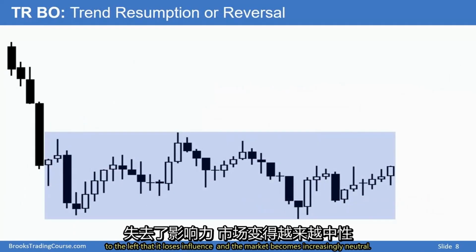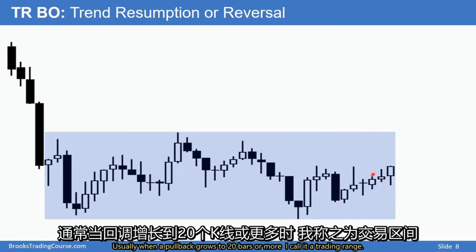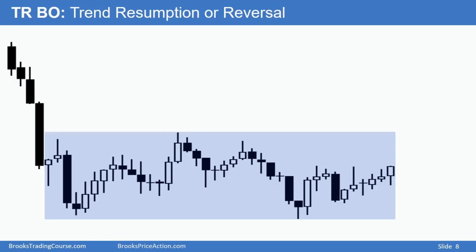As I said, once a pullback lasts 20 bars, 30 bars, 40 bars, the prior trend is so far to the left that it loses influence, and the market becomes increasingly neutral. Usually, when a pullback grows to 20 bars or more, I call it a trading range.